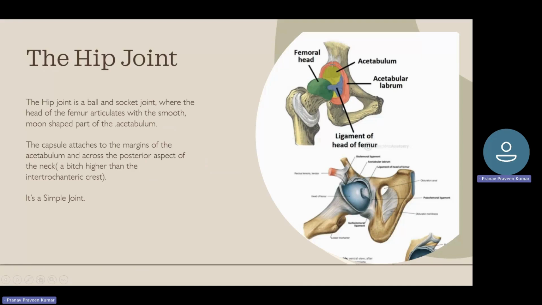So, what is the hip joint? It's basically the joint formed by the head of the femur going into the acetabulum of the hip bone. So the hip joint is a ball and socket joint, and the joint capsule starts from the rim of the acetabulum and then spreads around the neck of the femur, specifically all around the trochanters, basically. Yeah, as you can see here, and it's a simple joint.